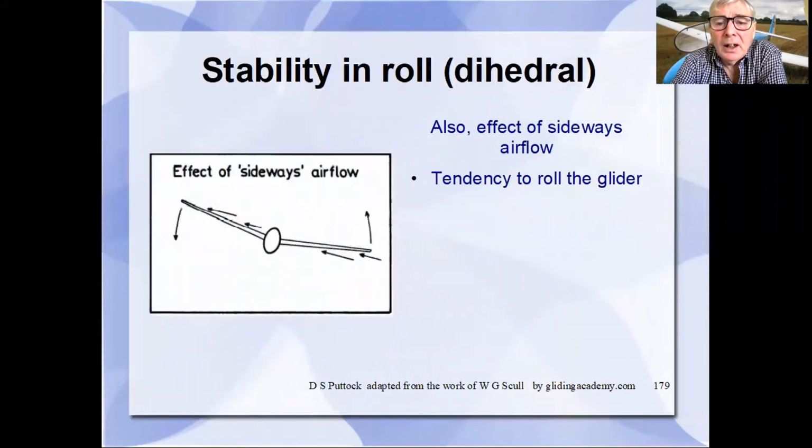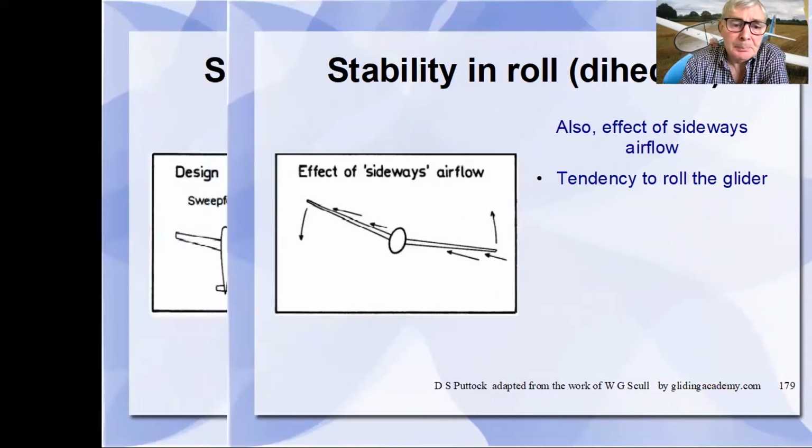The effect of dihedral on this sideways airflow can be seen here. There's a tendency for the glider to slip towards the lower wing. That changes the airflow, and you can see from this diagram that there are forces on the upper surface of the wing versus the lower surface of the downgoing wing, which also has a tendency to roll the glider's wings level again.